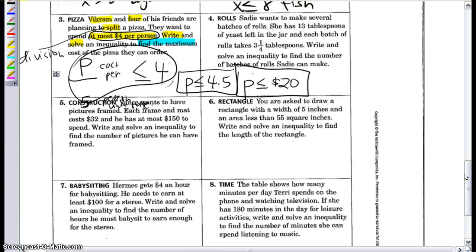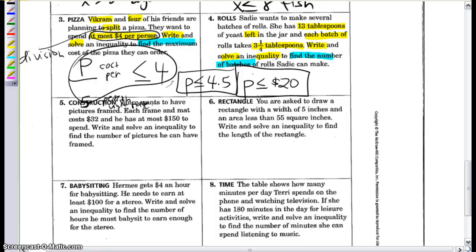Let's look at number 4, because I know 4 was difficult too. So I'm going to do 4 on just this corner here. I'm going to highlight the key things. She has 13 tablespoons left over. Each batch takes 3 1/4 of a tablespoon. So again, we're writing and solving an inequality, and the question we're answering is to find the number of batches Sadie can make.